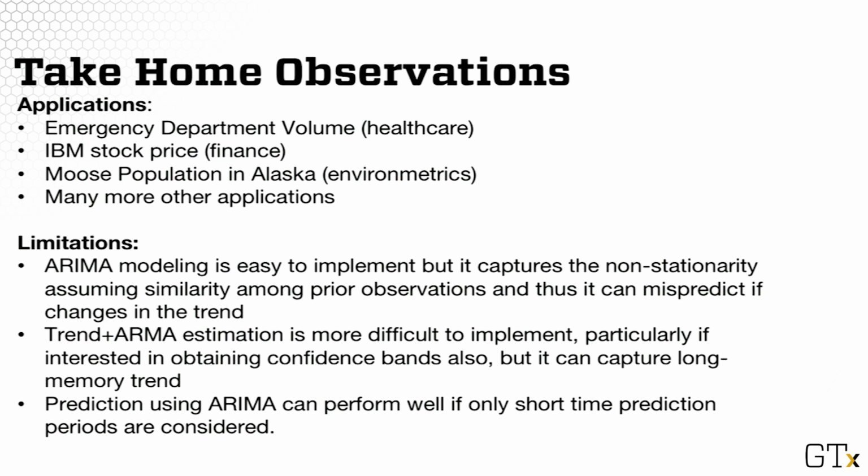Overall, with the 3 examples used to illustrate ARIMA modeling and forecasting, I intended to show you some of the limitations of ARIMA. ARIMA modeling is easy to implement, but it captures the non-stationarity in trend, assuming similarity among prior observations, and thus it can mispredict if there are large changes in the trend. On the other hand, the trend plus ARMA estimation approach is more difficult to implement, particularly if interested in obtaining confidence bands also, but it can capture long memory trends. Prediction using ARIMA can perform well if only short time prediction periods are considered.